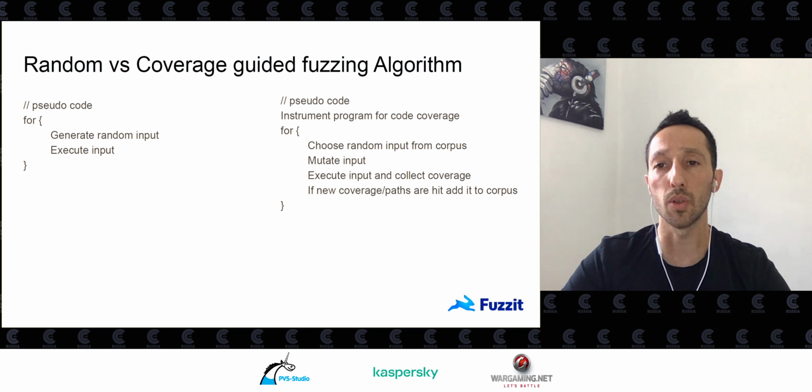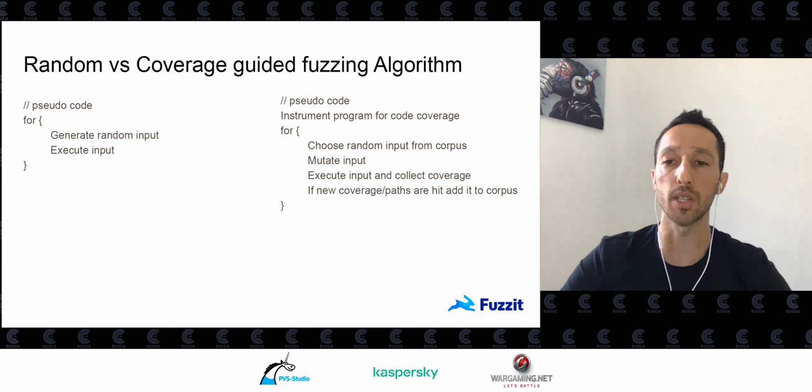In coverage guided fuzzing, on the right side, we have one preliminary step. We instrument the program for code coverage, usually using a standard code coverage library. Then in an infinite for loop, we choose a random input from something called the corpus, which is introduced in coverage guided fuzzers. A corpus essentially is just a directory with test cases. If the directory is empty, then it just generates a new random input. Then it mutates the input, and I'll talk about some of the mutations. And then it executes the input and collects coverage.